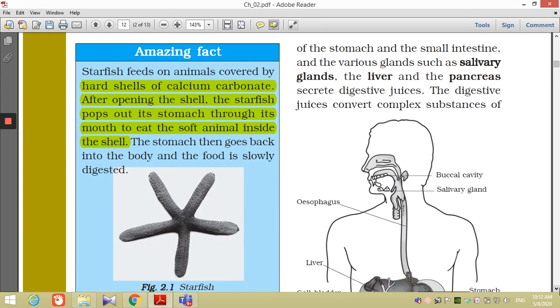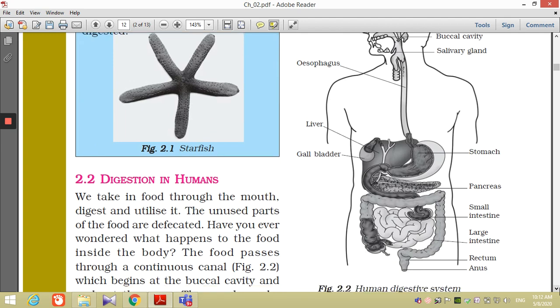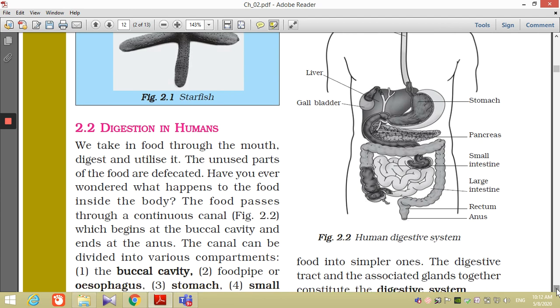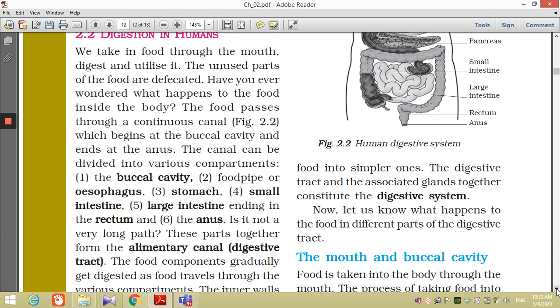In the next class we will discuss in detail the digestion process in humans. This is very important. Digestion in humans. How do humans digest food? We know that we take in food through the mouth and utilize it. The unused parts of the food are defecated, that means thrown out of the body.